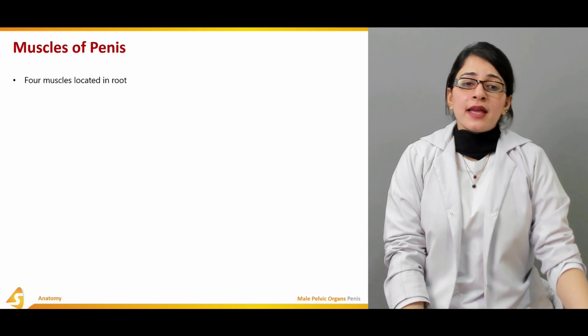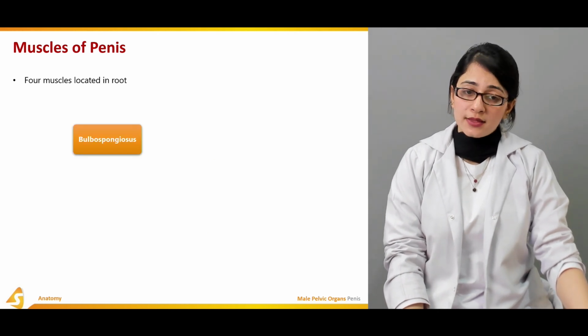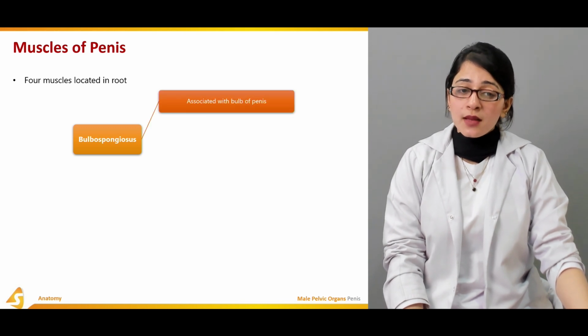The muscles of the penis are, we have four muscles located in the root of the penis. So the first muscle we have is the bulbospongiosus muscle.